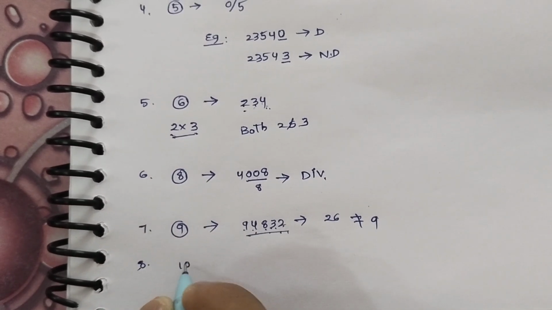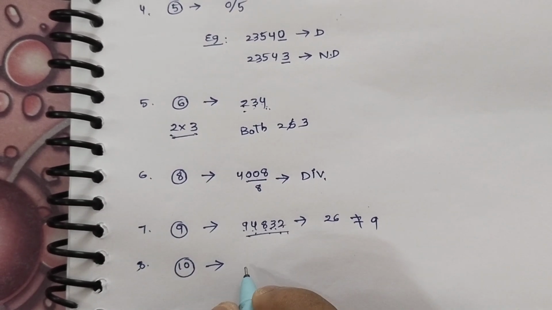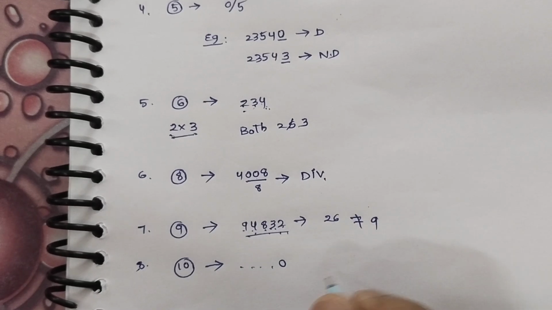Divisibility rule of 10. If a number ends with 0, it is divisible by 10.